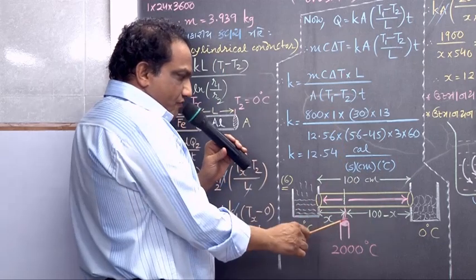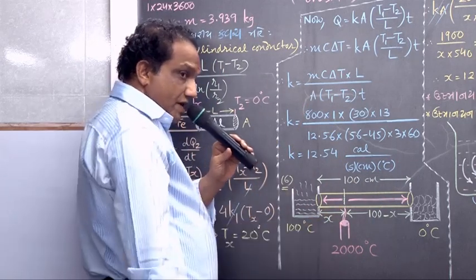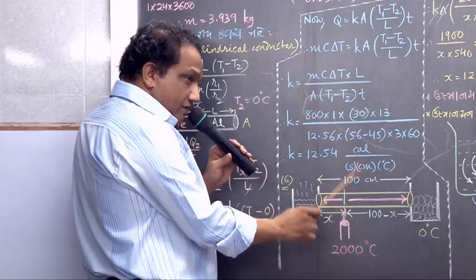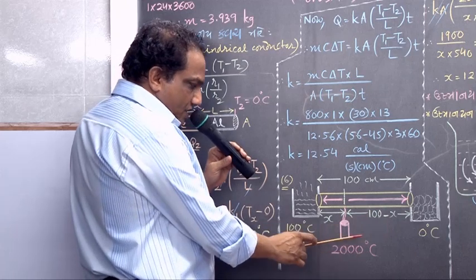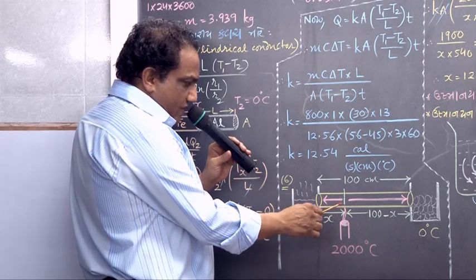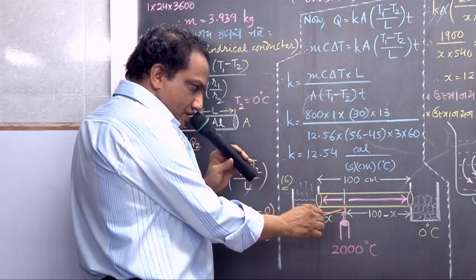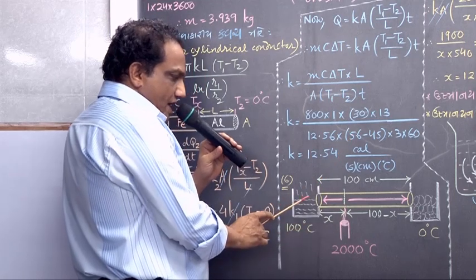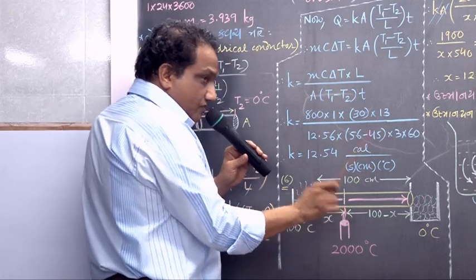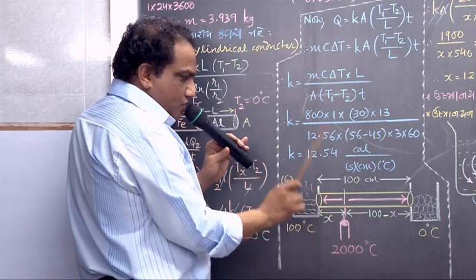We are given one heat source, say a burning candle. The temperature of the flame of that candle is given as 2000 degrees centigrade. We are asked to find the position of that candle such that the rate of boiling of water and the rate of melting of ice should become equal. What should be that position? We should find that out.